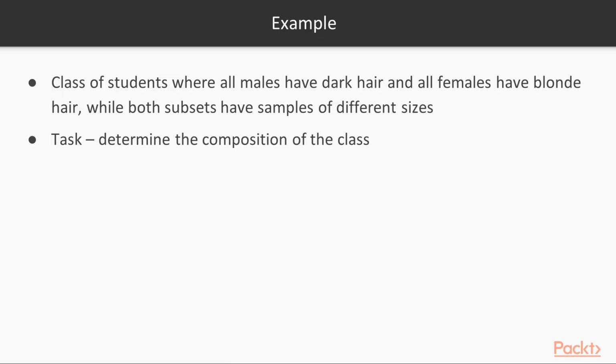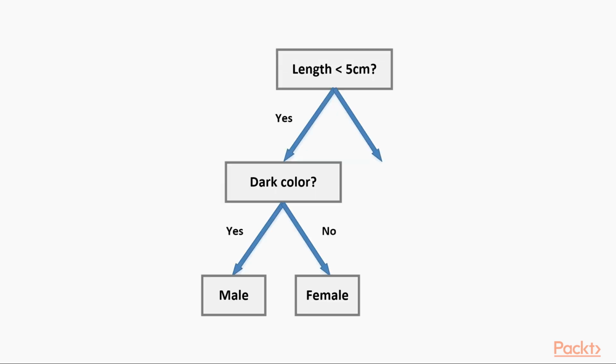For example, let's consider a class of students where all males have dark hair and all females have blonde hair, while both subsets have samples of different sizes. If our task is to determine the composition of the class, we can start with this subdivision. However, this block, dark color, will contain both males and females, as these are the targets we want to classify. This concept is expressed using the term purity.